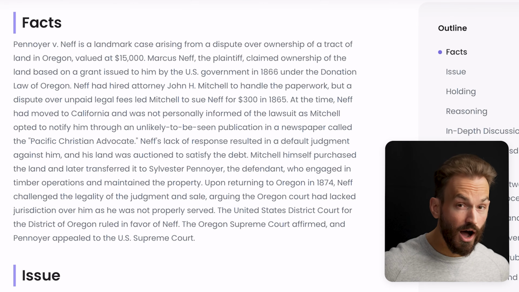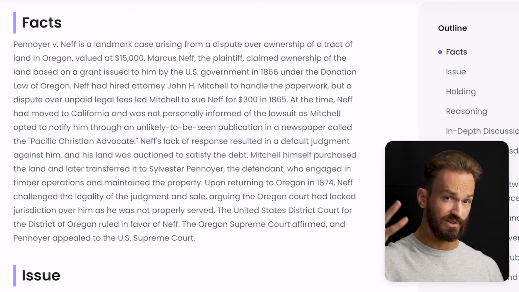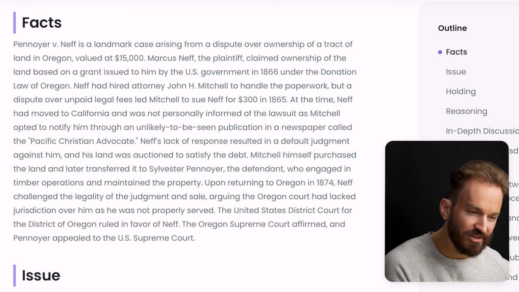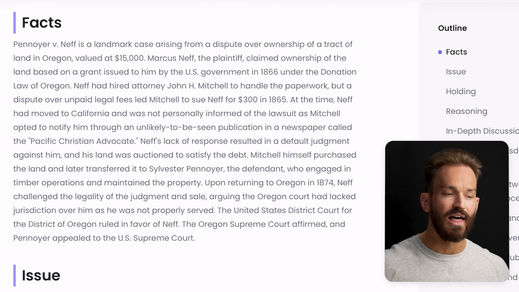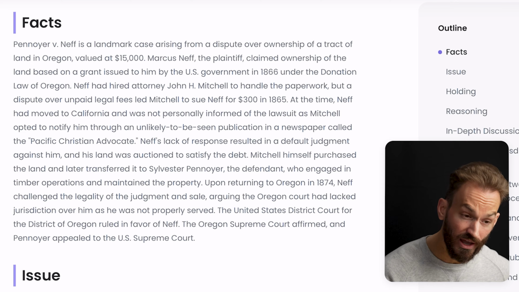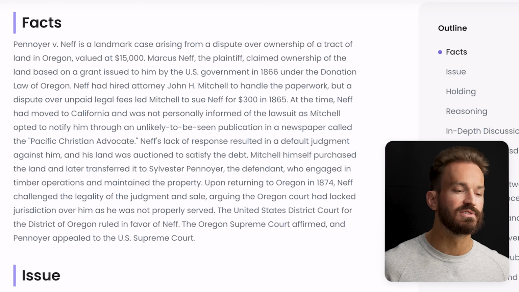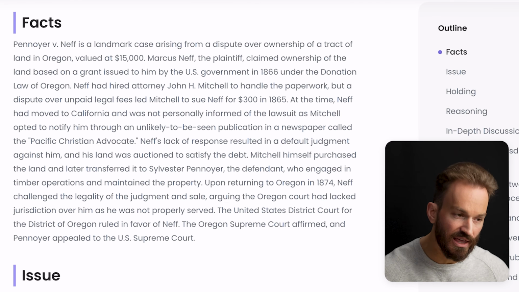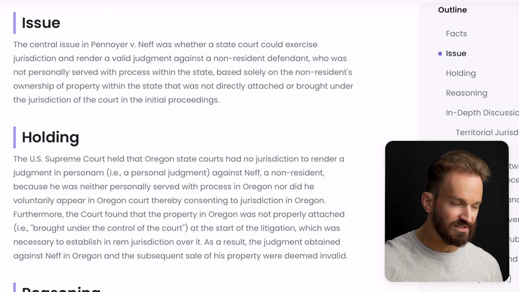And then later on, like 8 years later, Neff comes back to Oregon in 1874, and he's like, what happened? Right, so he challenges the legality of the judgment and sale, basically saying Oregon lacked jurisdiction over him. The United States District Court for the District of Oregon says yes, rules in favor of Neff. Oregon Supreme Court affirmed. Pennoyer appeals to the U.S. Supreme Court. Okay, so that's what gets us to Pennoyer v. Neff, 1877, the United States Supreme Court.